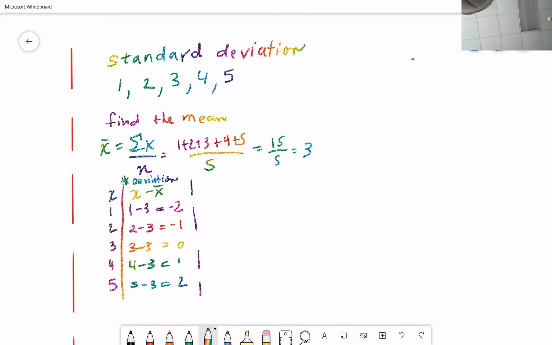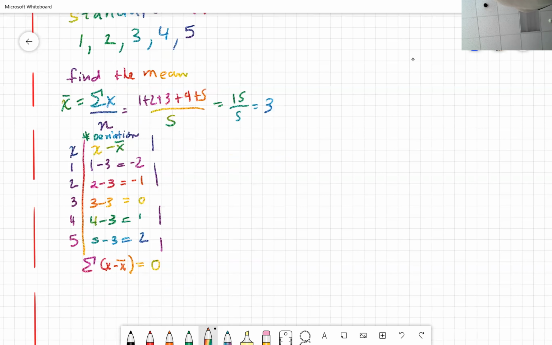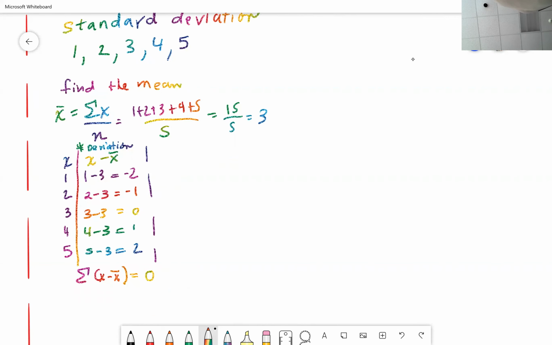So if we add up these deviations, what happens? That's a problem. And it always happens that way, no matter what you do. In order to rectify this, we can do two things. We can either ignore the negatives and make them absolute values, or we can square it. In statistics, we square. There is one that we do with absolute value, but that's not what I'm interested in today. What we're gonna do is square this.